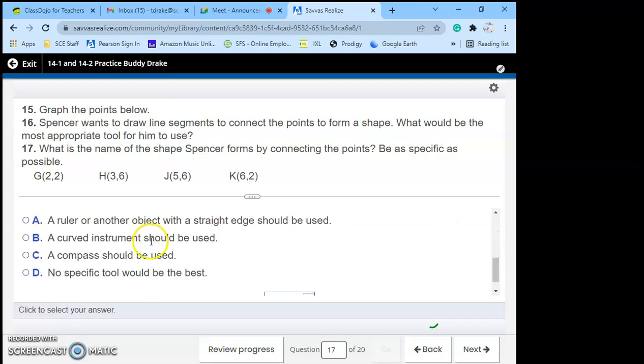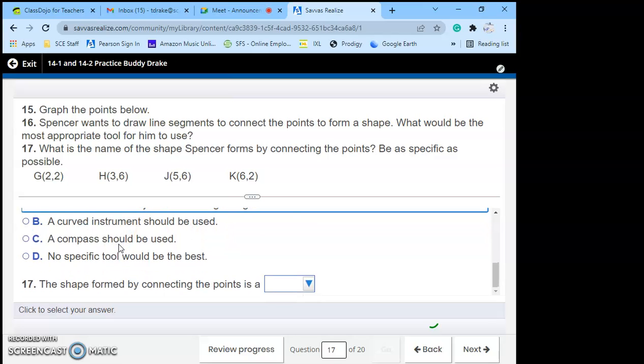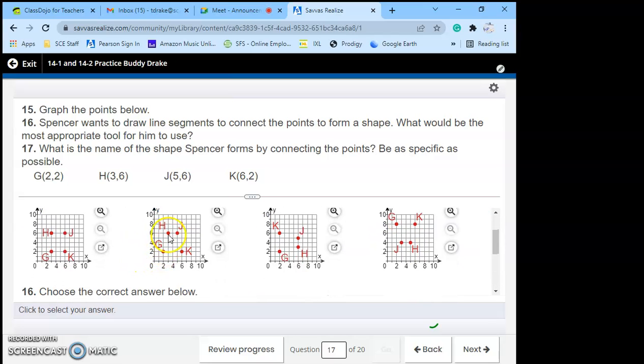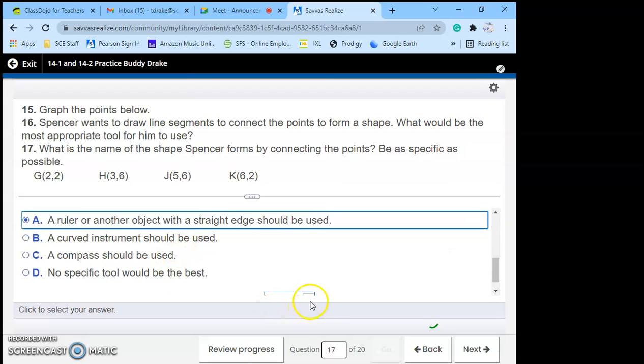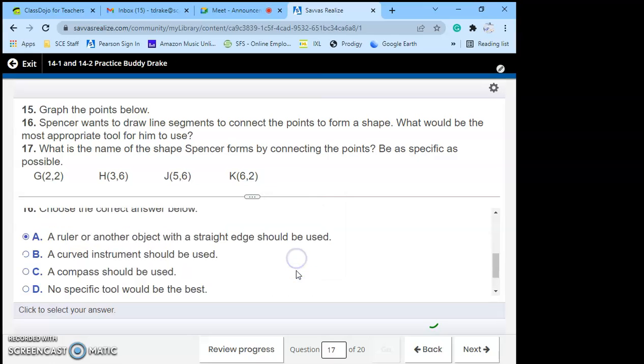How would he connect the dots? Well, I would use a ruler or a straight edge so I could draw straight lines. And what is this shape? Looks like a trapezoid to me.